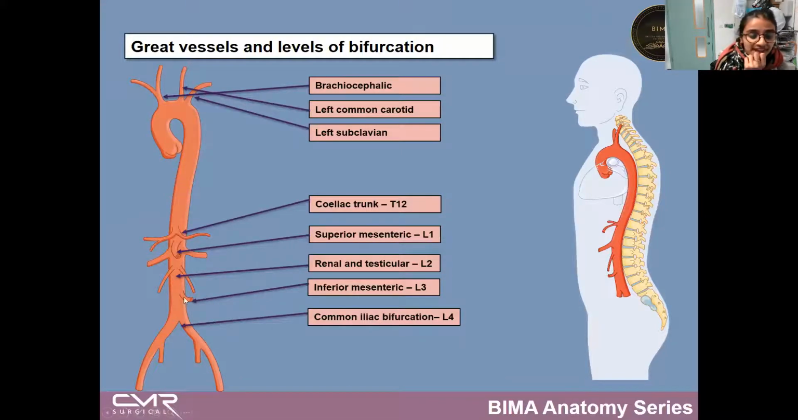Then we have the bifurcation at L4, where the aorta bifurcates into your common iliacs. And then your common iliacs, left and right, split into your internal and external iliacs at L5. So that's your tiny little internal at L5. So take a look at these levels again, and I've got a few questions for us.